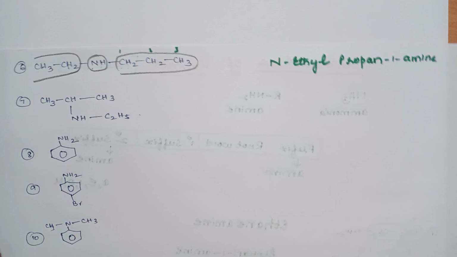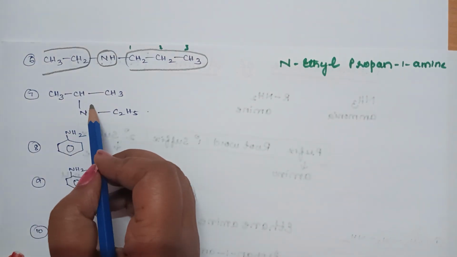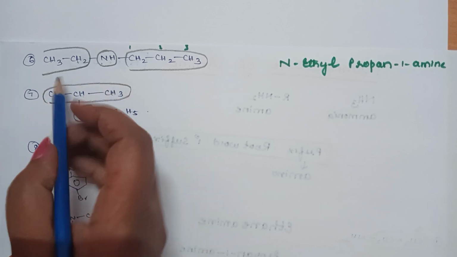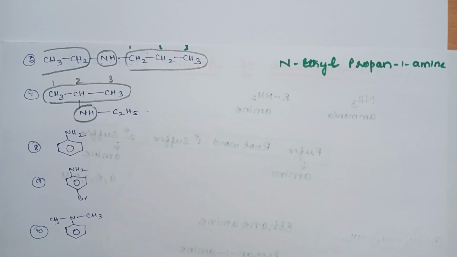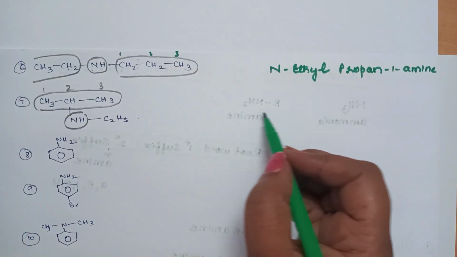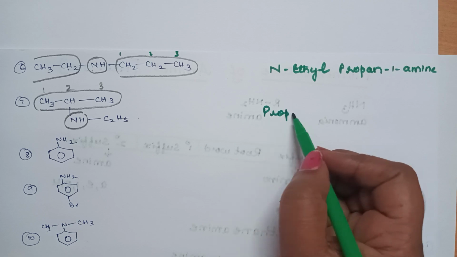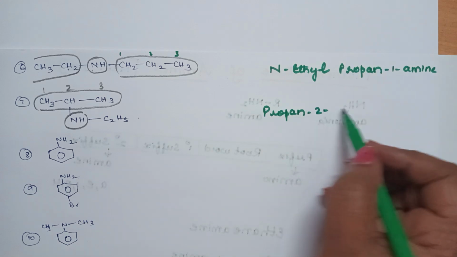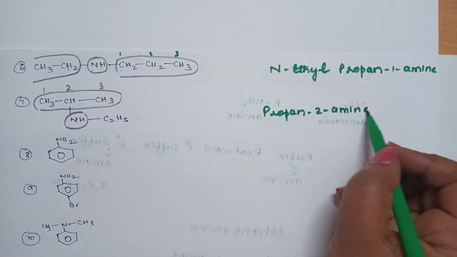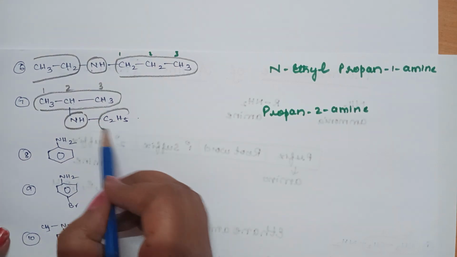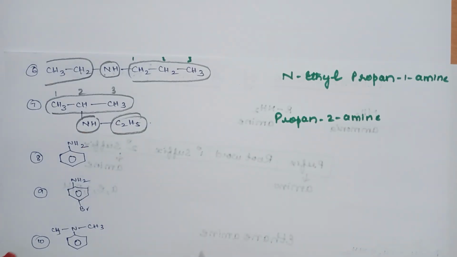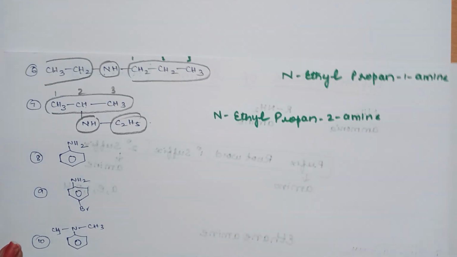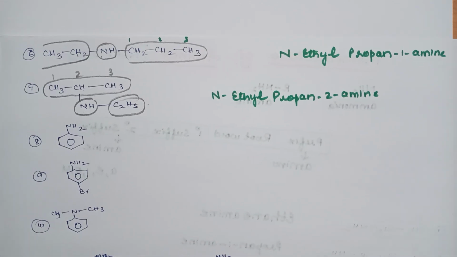Next example. This is the amine group and this is the longest chain containing 3 carbon atoms. So 1, 2, 3. You will write it as propane and the amine group is attached to the second carbon, 2 amine. And you can see here there is one ethyl group attached to the amine. So it becomes N-ethyl propane 2 amine.